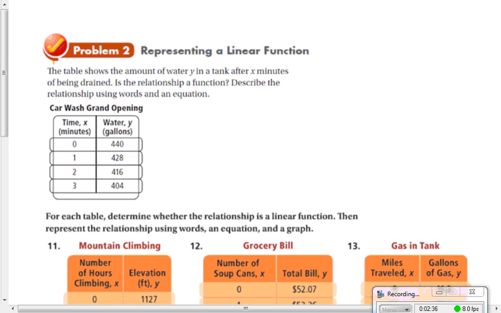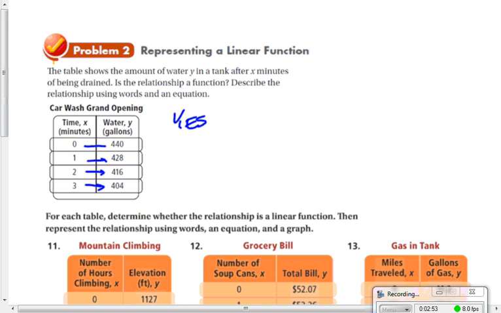It says, is the relationship a function? In other words, is there one output for each input? And we can automatically see that that's true. None of these inputs, none of these minutes, have more than one output. So yes, it's a function.